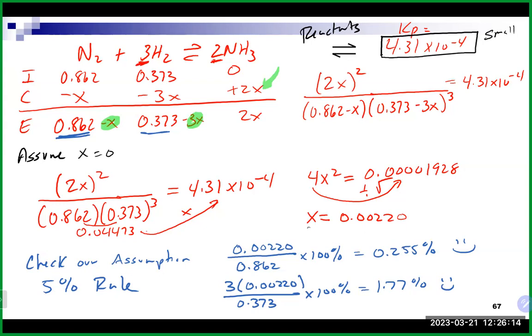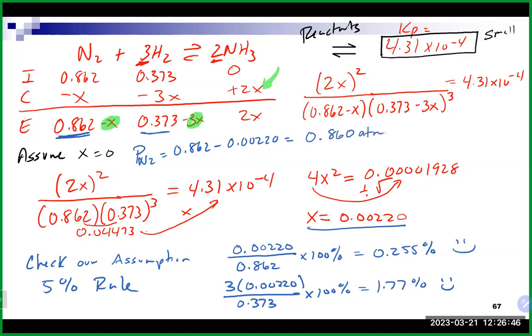That means that we will use this X value for everybody there in the table, and we could get our pressures. So the partial pressure here of N2 should be 0.862 minus our X, 0.00220. And that gets us 0.862 minus 0.00220. We'll go with a 0.860 on a round there.